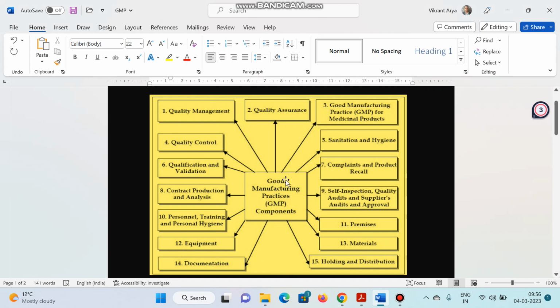Let's see the components, good manufacturing practices components. There are different types of components like quality management. GMP includes quality assurance, GMP for medicinal products. There are different provisions: sanitation, hygiene, complaints and product recall, self-inspection, quality audits, premises, materials, holding and distribution, documentation, equipment, personnel training and hygiene also, contract production and analysis, validation, qualification, and these are the various components of GMP. We will cover each and every aspect in the later videos also. So in this video, we're going to learn the basic definition of GMP.